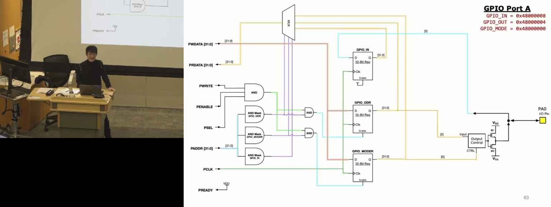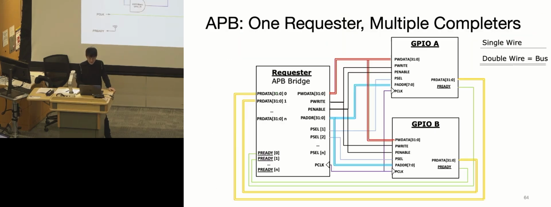Okay, I'm going to move on to the next slide. Okay, perfect. And this is basically an example of when we have one requester controlling multiple completers.